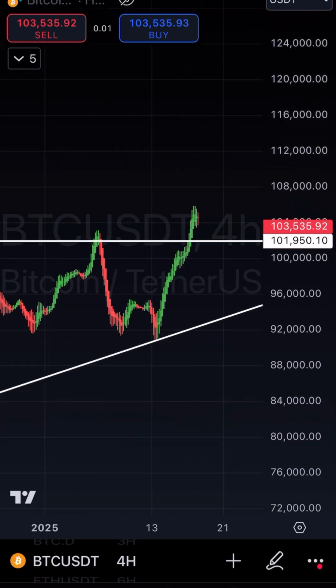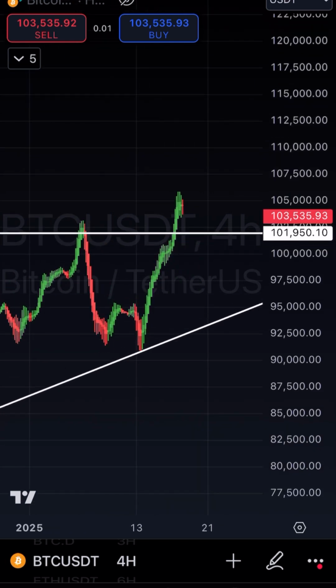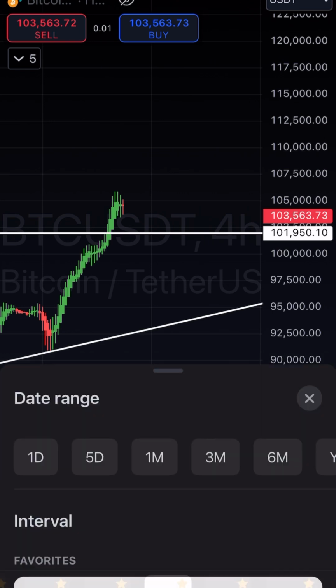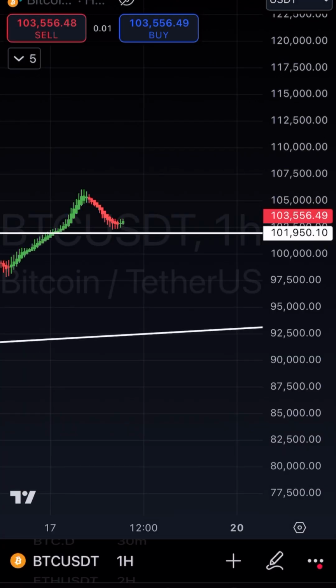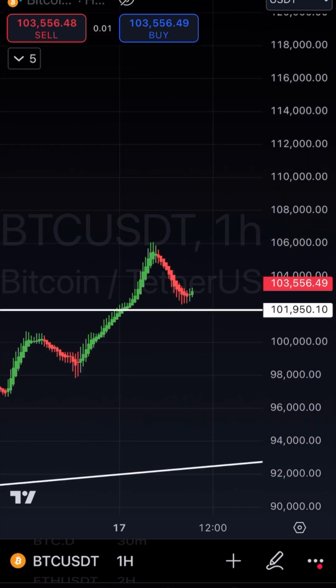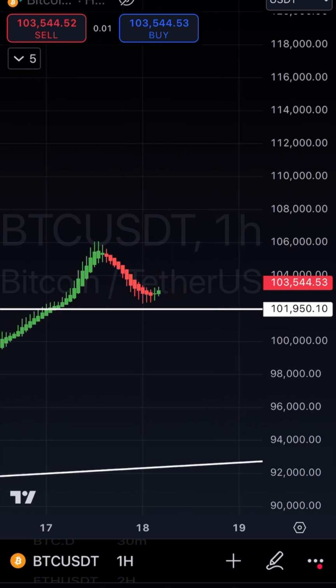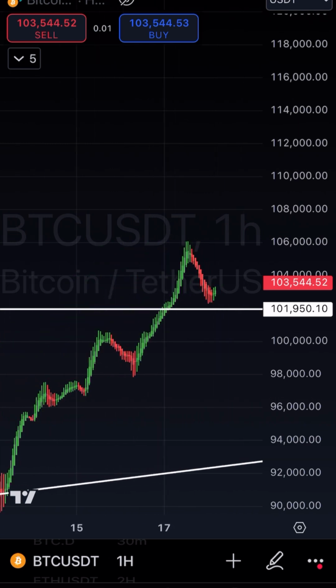And on the 4 hour, we could tell that because we drew it in the day, it broke through pretty much. It broke through the line. But let's go to a smaller one. Okay, so what we could tell is that it is maintaining that line. So it might start going back up.